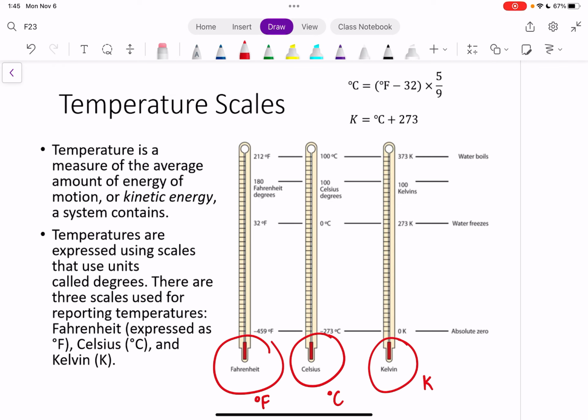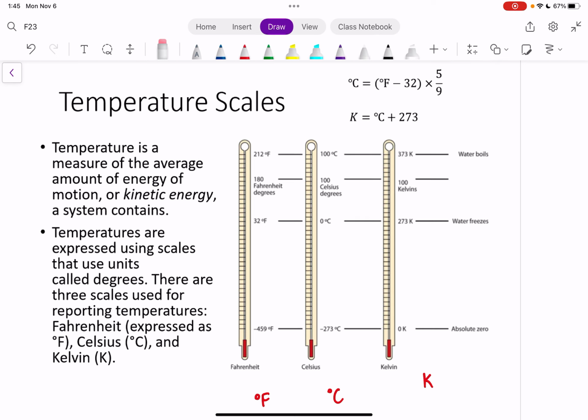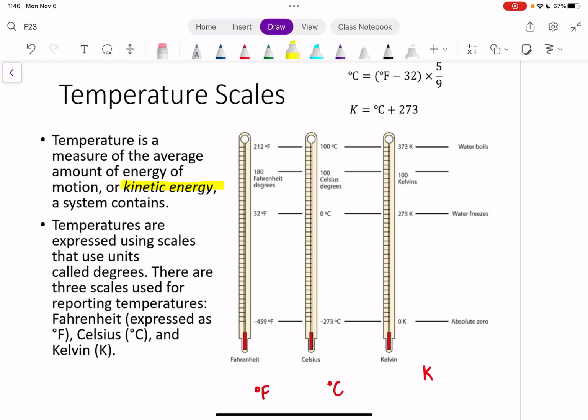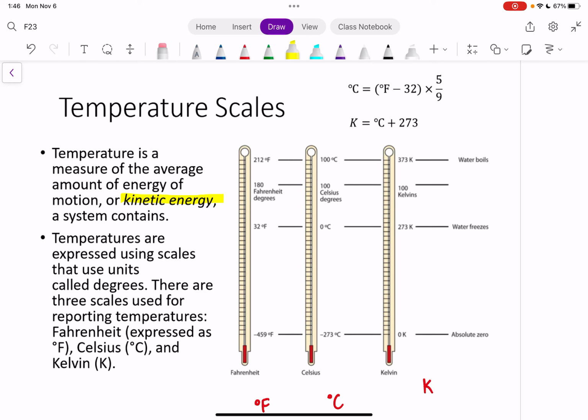It's just capital K. And a lot of times we think of temperature as just measuring heat. That is true, but more specifically, it's measuring the average amount of energy of motion. We call that energy of motion kinetic energy. Kinetic energy, that's the energy of motion. And we can use these different scales to express those temperatures, and we can also convert between them.